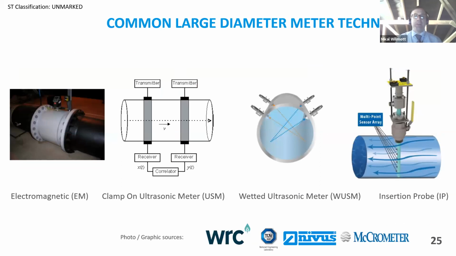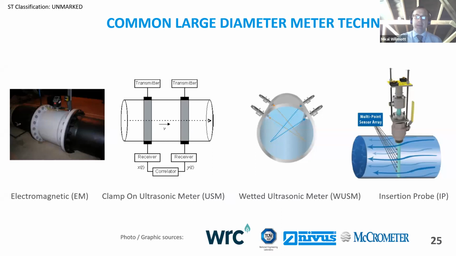There's a number of different technologies that we use. So electromagnetic meters are the most popular large diameter meter we have in the UK, but also clamp-on ultrasonic meters are becoming more and more popular. On a clamp-on ultrasonic meter, you have at least 2 transducers, and they send ultrasound pulses to each other. And from how quickly that pulse gets from one transducer to another, you can infer a flow rate. And again, we've got wetted ultrasonic meters, and we've got insertion probes. They've got little sensors on their probe, which can indicate what the velocity or what the flow rate is in the pipe.